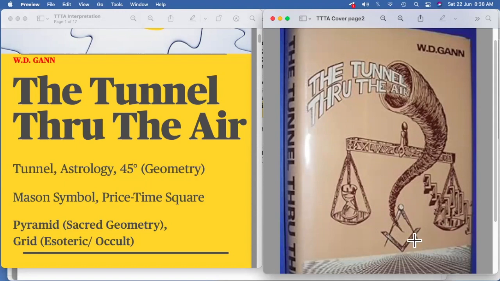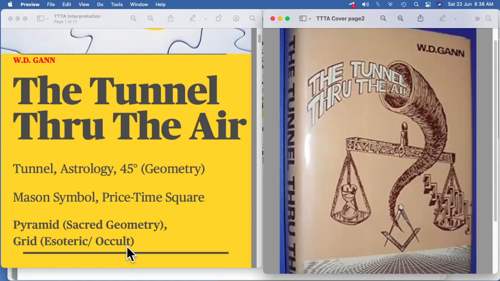We have the Mason symbol. So we need to study masonry or details about that. Then we have squaring of time and price. On one side we have time, and on the other side we have price. So we need to study that. As we saw on the back side of the book, we had a pyramid. The pyramid is more related to sacred geometry, which is very important. We have those grids which are there. So in terms of grids, we need to study more about esoteric and occult knowledge.